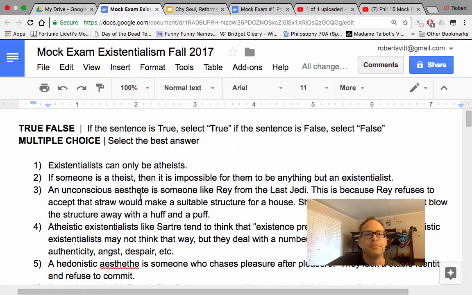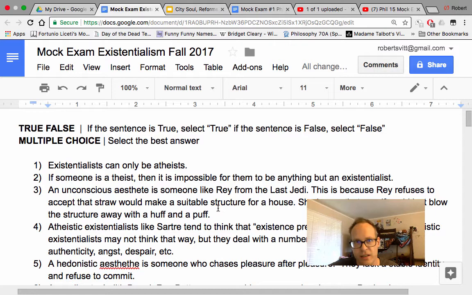All right. Number two, if someone is a theist, then it is impossible for them to be anything but an existentialist. This statement is false. There are lots of theists who are not existentialists. And so that does not make sense, right? Existentialism is a small subset of thinkers. And you can be a theist and not be an existentialist. In fact, many, many theists are not existentialists.